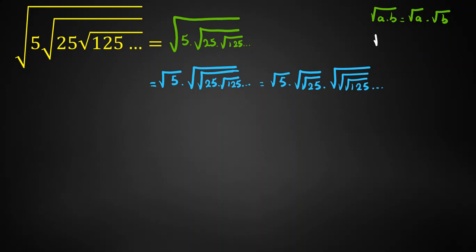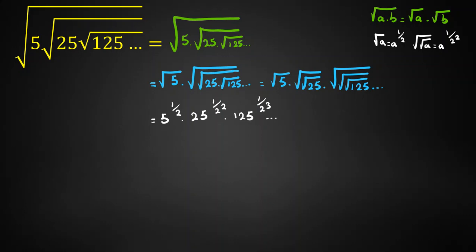Now another rule is square root of a is a to the power of 1 over 2. Square root of a is a to the power of 1 over 2 squared. We have 3 square roots, then we have 1 over 2 cubed. So it will be 5 to the power of 1 over 2 times 25 to the power of 1 over 2 squared times 125 to the power of 1 over 2 cubed, and so on.